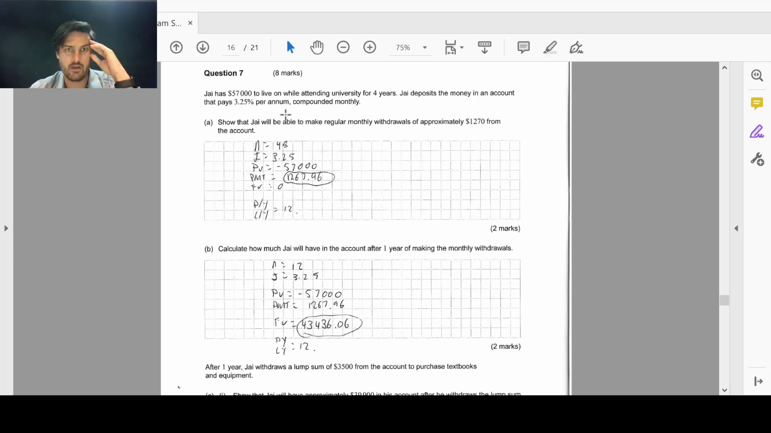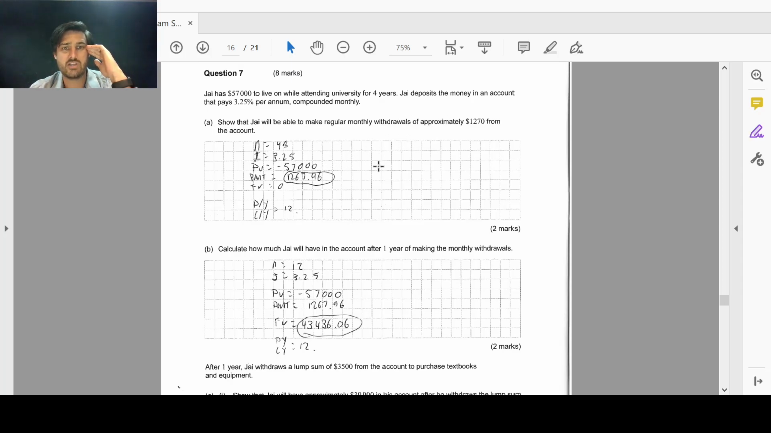Deposits money in an account, compounded monthly, so compound interest straight off the bat. The N value is our number of years times how often it's compounded, so 4 times 12 gives us 48. Interest is self-explanatory. He starts with $57,000, so that's an initial deposit that we put in as a negative in PV.